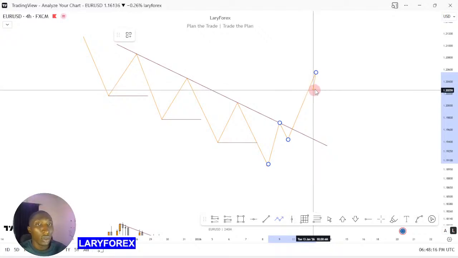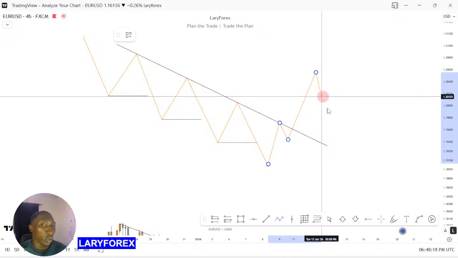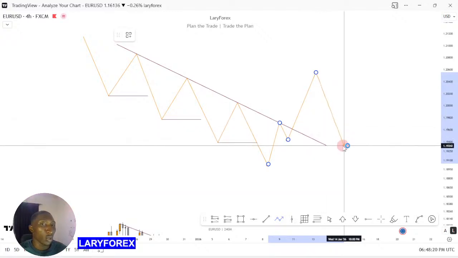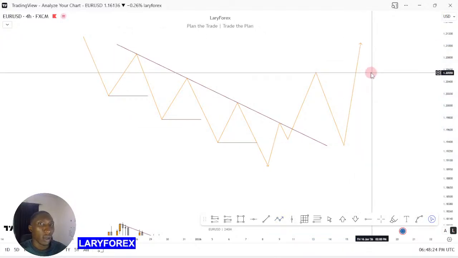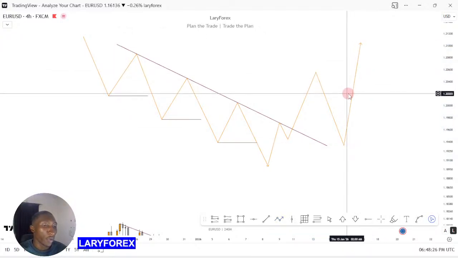So what do we do? Mostly trend line traders wait for a retest on that trend line. They wait for a retest to buy. Are you following? They wait for a retest to buy.